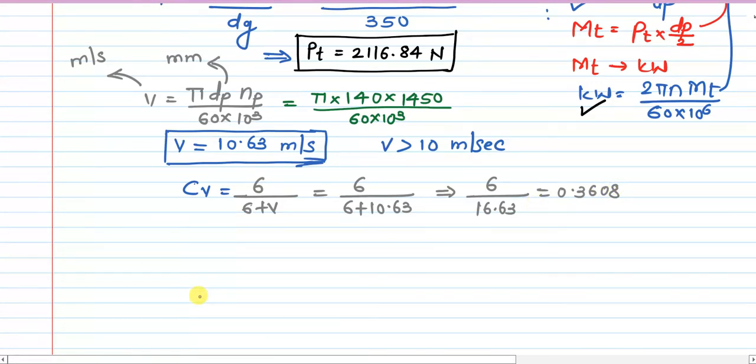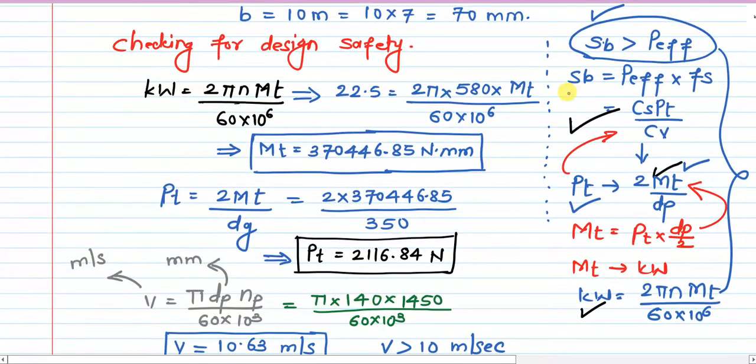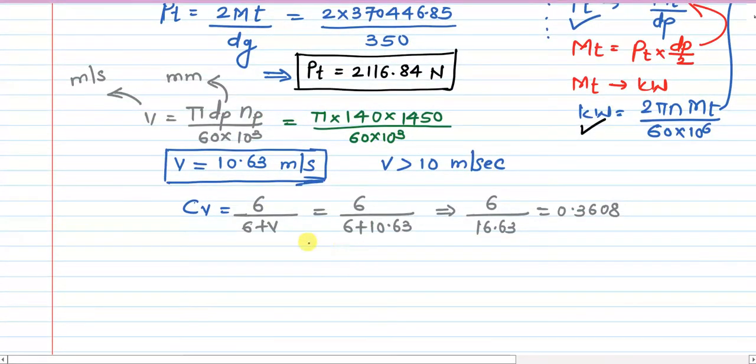Now, on the basis of this, we will go back to our core understanding. We are interested in only this equation. Fs is already available to us, but now, because we are in the second stage of the design, we will check how much the factor of safety is because of these modified conditions, or the conditions from where we started the design. Then we are interested in P effective. Out of this, we have CS, we have PT, we have CV. So now we can go for the next thing, that is P effective.